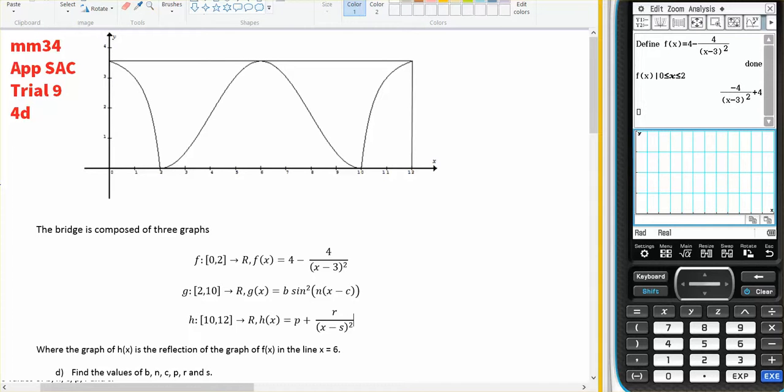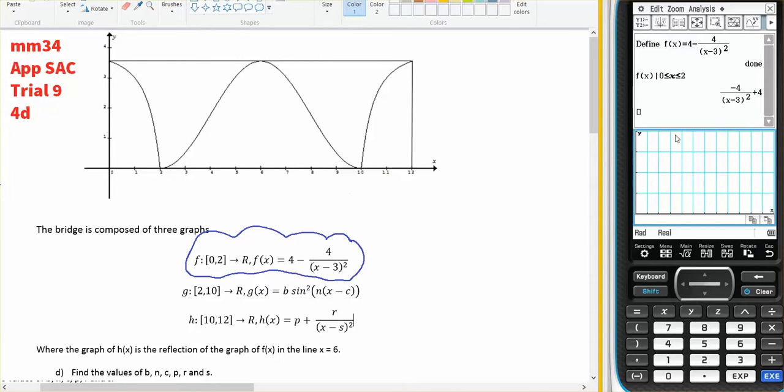This is for Year 12 Methods. It comes out of the Functions Application SAC Trial 9 question 4D. Part of the previous bit of the question had students working out what this particular shape was, and we knew that it had this particular rule.